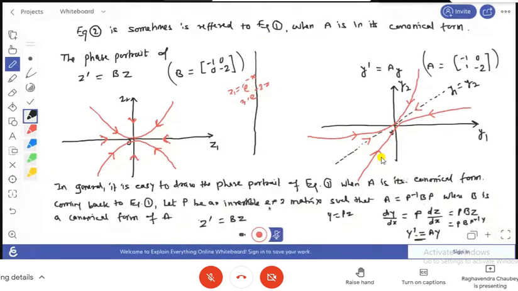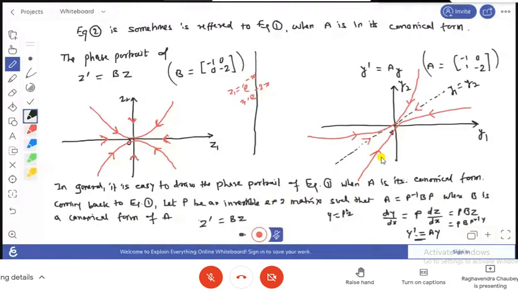So from the previous page, you had this given, and you find that one, and here if this is given, you find y prime equals ay. Okay, so by this time it is clear that the phase portrait of this equation one is the phase portrait of this z prime equals bz under the transformation. That transformation is y equals p inverse z.